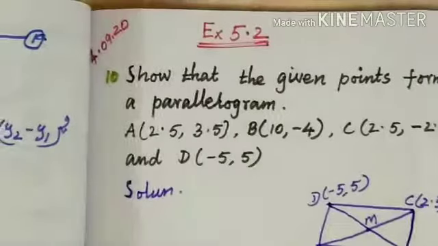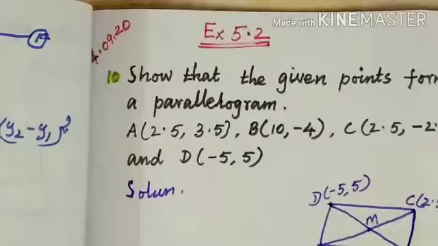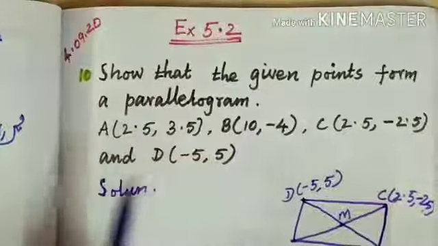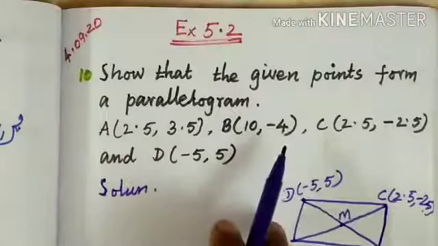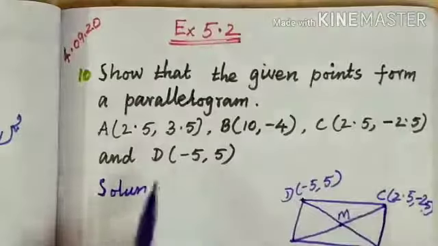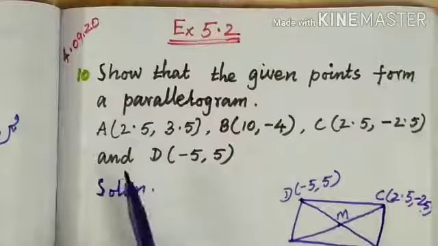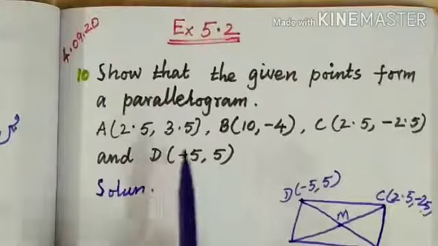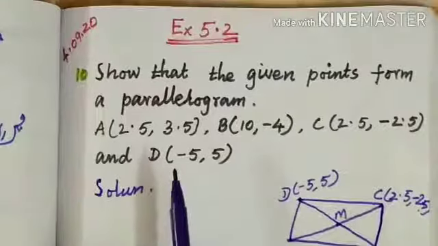Let us see exercise 5.2, 10th sum. See the question. Show that the given points form a parallelogram: A (2.5, 3.5), B (10, minus 4), C (2.5, minus 2.5) and D (minus 5, 5). See, in this question, 4 points are given. We have to check whether these points form a parallelogram or not.